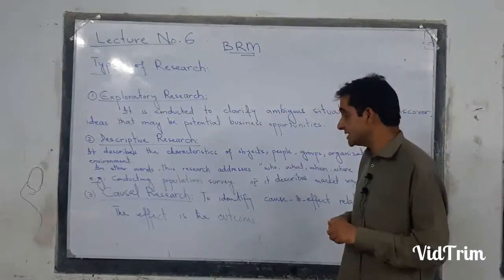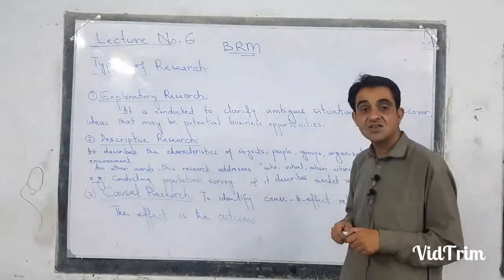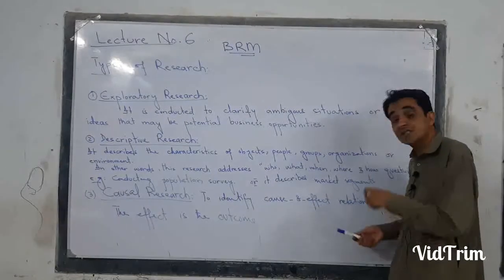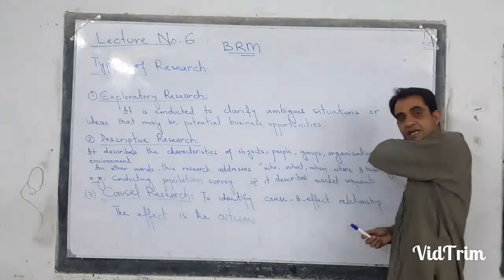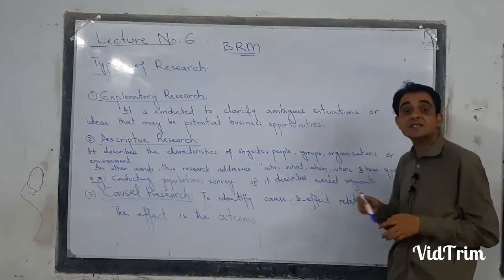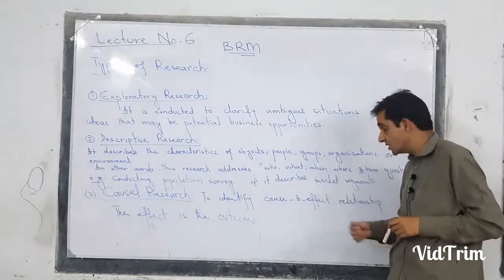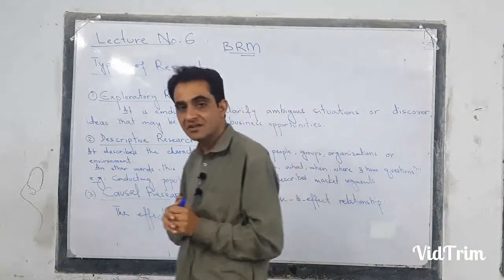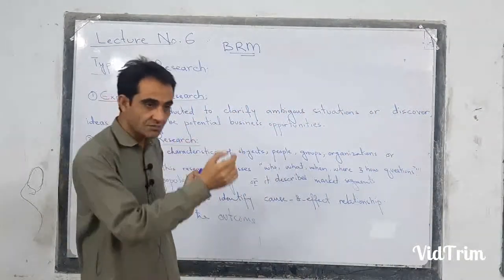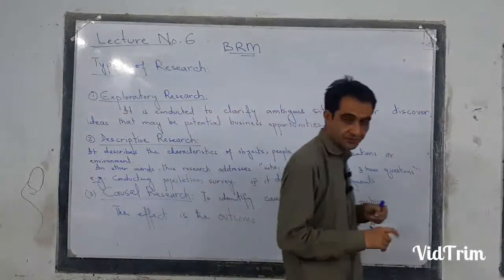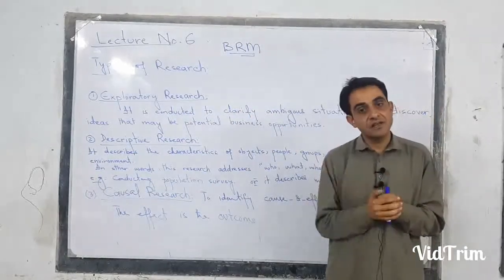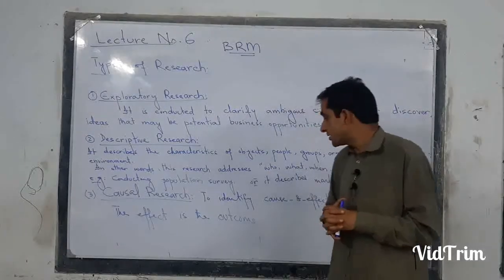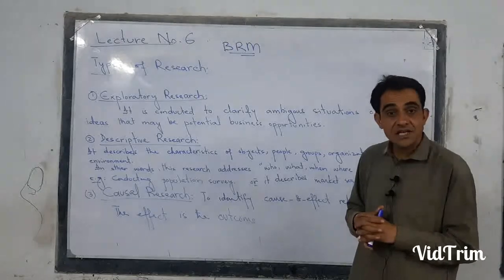Next type of research is causal research. Causal research gives us the cause and effect relationship. It is a little bit advanced type of research. Cause and effect relationship. Cause, the reason of something, and effect, the outcome, the input and output, the outcome of something. So this type of research, we are calling causal research.